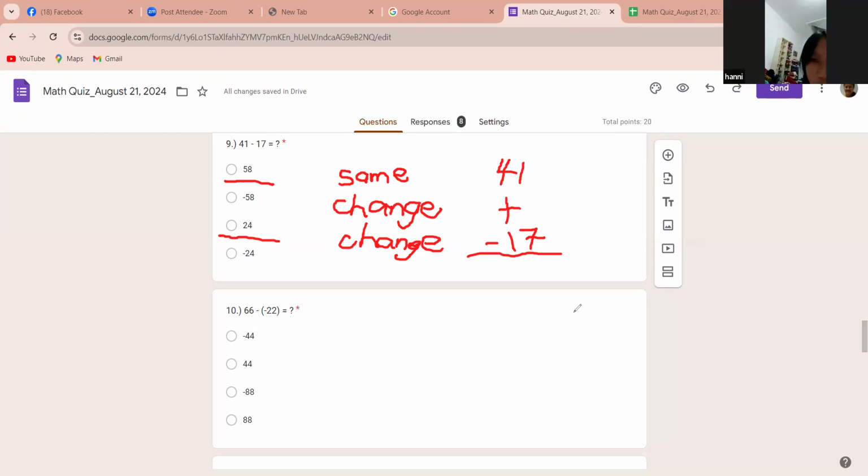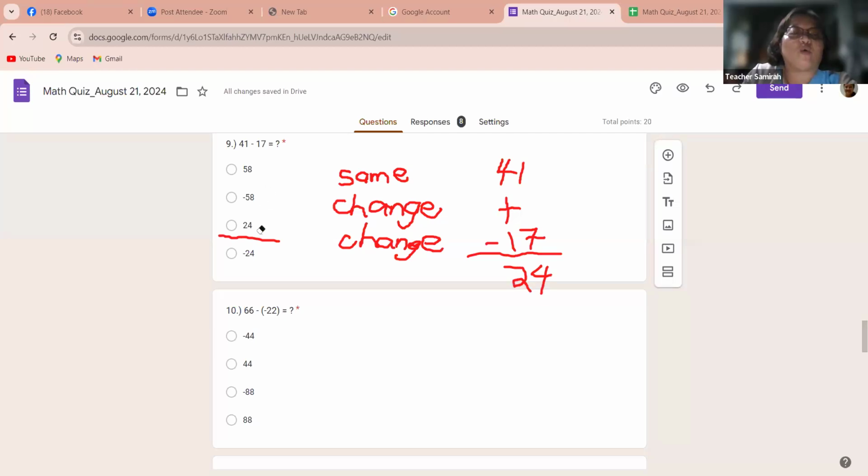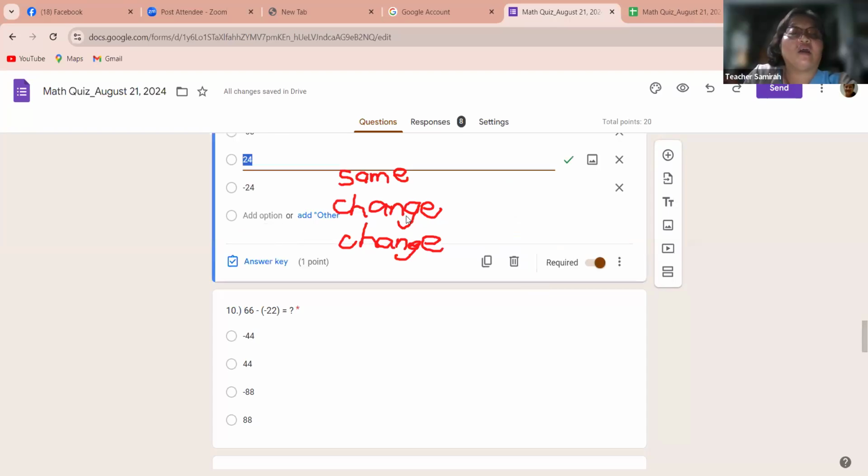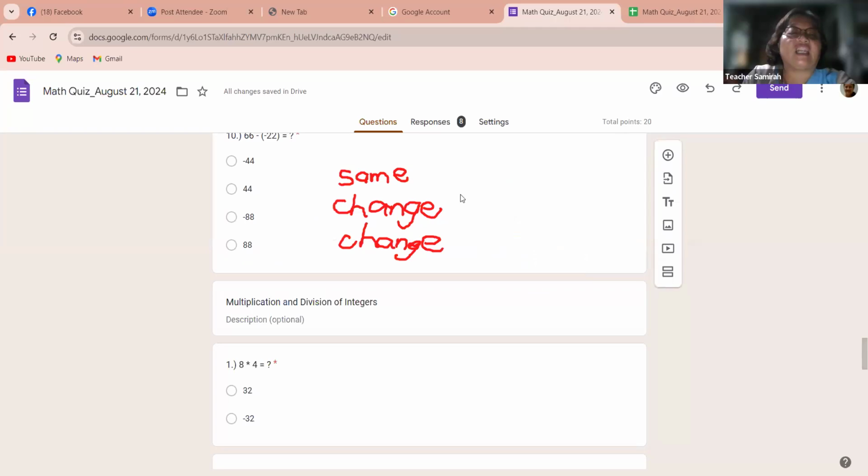24. Very good. It should be 4. 3 minus 1 is 24. What will become the sign? Is it positive or negative? Positive. So the possible answer or the correct answer should be 24. Okay, let us see if we got the correct answer. 24, 24, 24 it is. Very good. Okay, next.